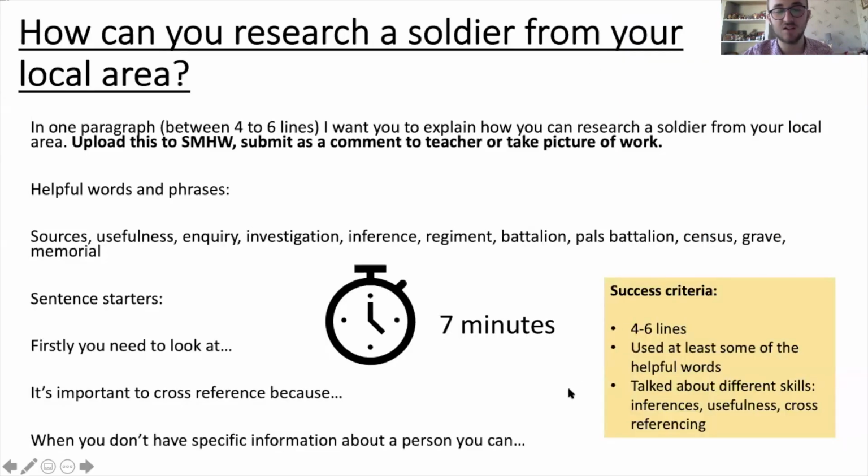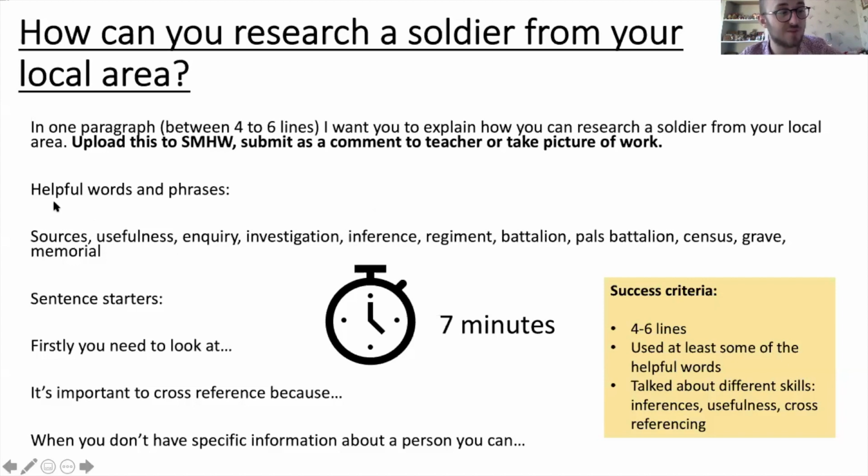So we've got our last task here now, guys. This is going to take you about 7 minutes, but you're going to explain in 4 to 6 lines how you research a soldier from your local area. So I want you to explain how to research a soldier from your local area. And it's really important here you upload this to show your homework, submit it as a comment to your teacher, or take a picture of your work.